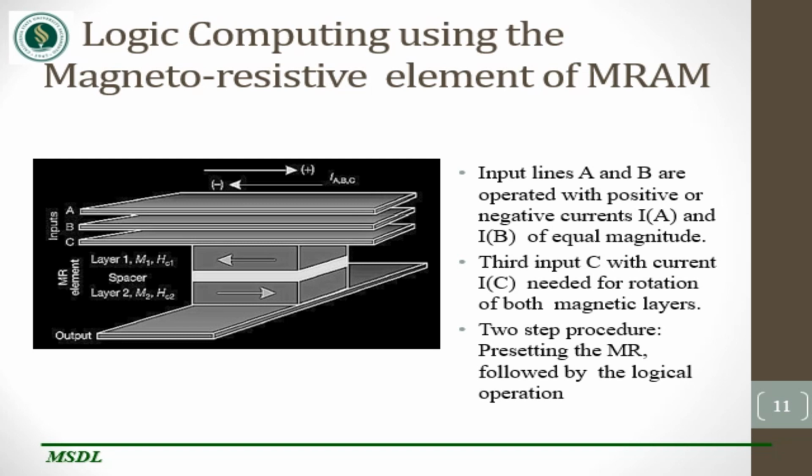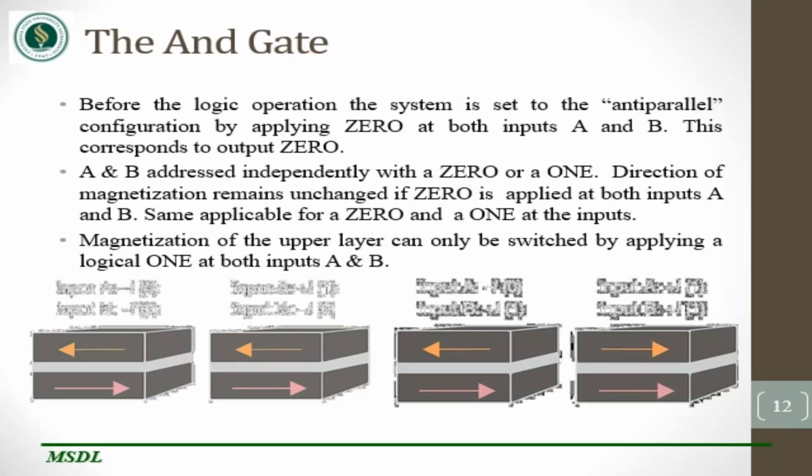This is a two-step procedure, the first one being presetting the MR followed by the logical operation. Now, let us see an example of logical computing of an MRAM through a simple example of an AND gate. Before the logical operation, the system is set to an anti-parallel configuration by applying 0 at both inputs A and B. This corresponds to an output 0. A and B can be addressed independently with a 0 or a 1.